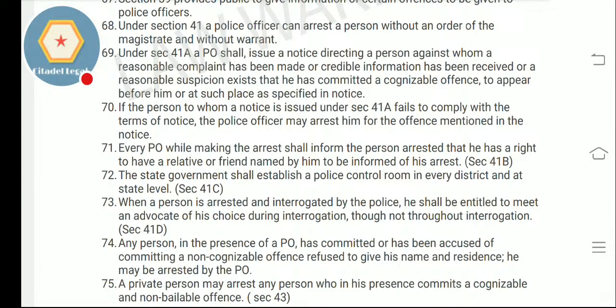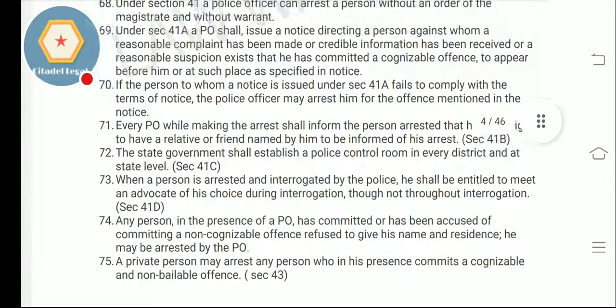That is 41B. These are the provisions which have been introduced after the landmark judgment of D.K. Basu versus State of West Bengal. Always remember that case law, D.K. Basu versus State of West Bengal, under which the Honorable Supreme Court has given the guidelines for making a proper and valid arrest by the police authorities. Okay, so every police officer making the arrest shall inform the person arrested that he has a right to have a relative or friend named by him to be informed of his arrest.